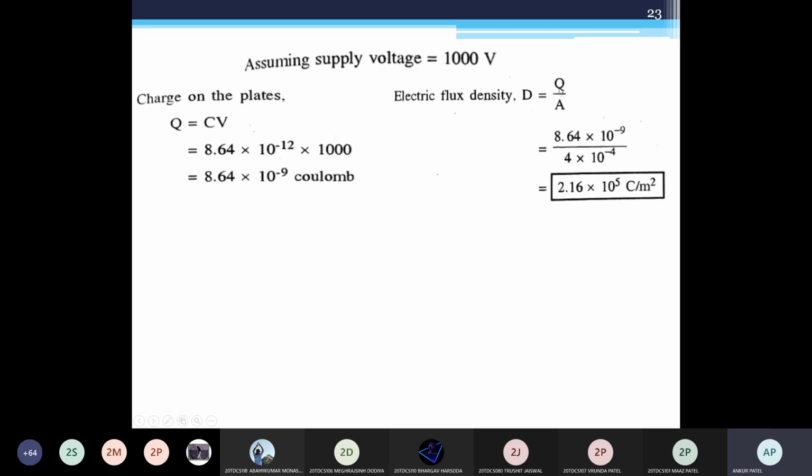So flux density D is equal to Q by A. So 8.64 into 10 raised to minus 9 divided by this area 4 into 10 raised to minus 4. So we have the answer 2.16 into 10 raised to 5 coulomb per meter square. Are you getting this answer? Just check from your end.